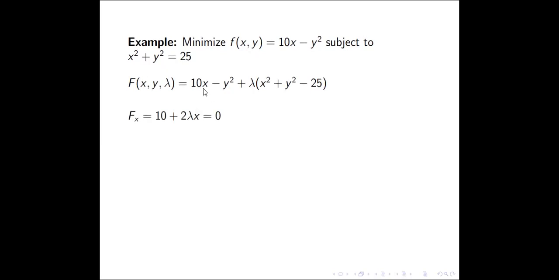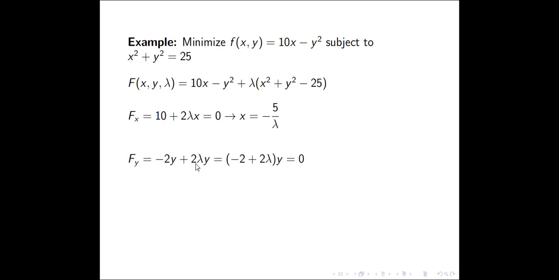Differentiating with respect to x, that's 10, 0, and then 2x times lambda, 0, 0. So we have this. Equate to 0, solve for lambda, solve for x, we get negative 5 over lambda. Similarly, the derivative with respect to y is negative 2y plus 2 lambda y. y squared has derivative 2y.